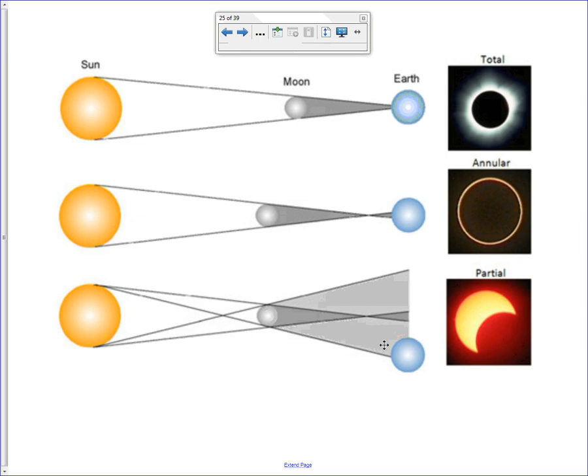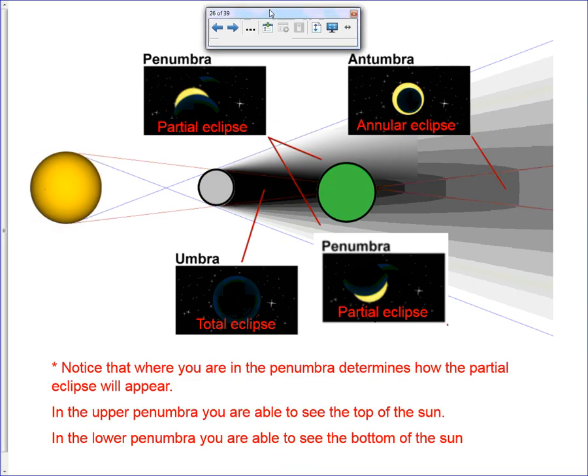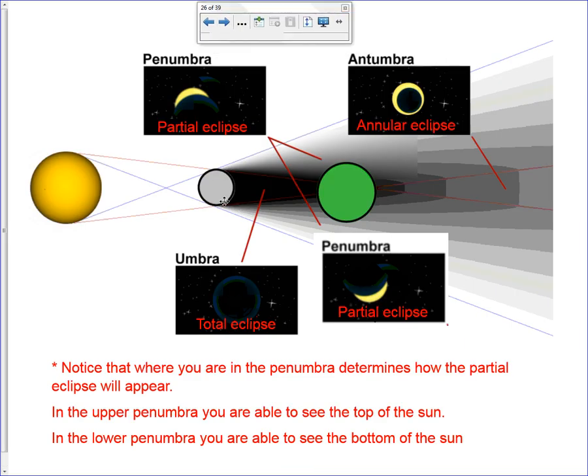And then you have a partial eclipse, which is when the Earth doesn't fall in the umbral, but instead it falls in something called the penumbral, and that's kind of like this partial shadow where some of the sun is blocked out, but a lot of it is still visible to Earth. That results in a partial eclipse. Here you have it again. Here's a total eclipse.